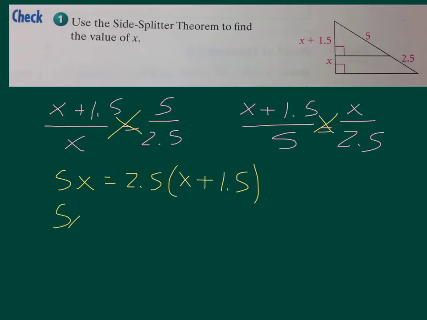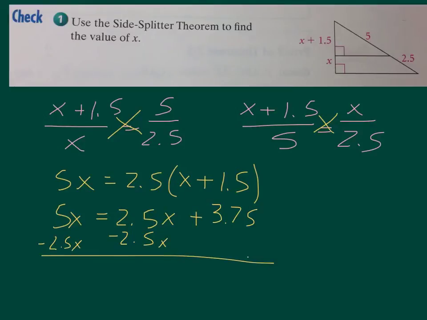Next, we're going to distribute the 2.5. So we get 2.5x plus 3.75. Now, of course, we're going to subtract 2.5x from both sides, and you get 2.5x equaling 3.75. Divide both sides by 2.5, and we get x to equal 1.5.